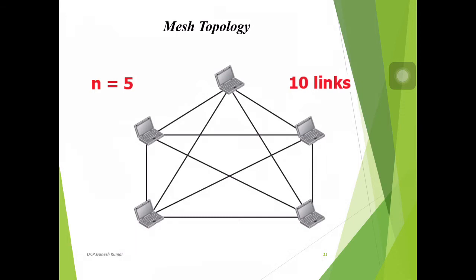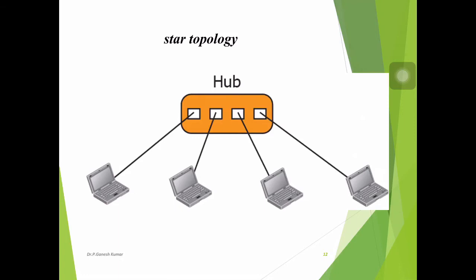The major drawback here is that when the size of the topology is small, it is highly efficient. When the number of devices increases, the number of links increases exponentially. That can be calculated with the formula n into n minus 1 by 2. That is the number of links in the mesh topology. So the topologies we are going to list here are the mesh topology, star topology, bus and ring topology. Each topology has its own advantages and disadvantages, which we have seen in other lectures in detail. Next is the star topology. In this star topology, there will be a central hub, a switch kind of networking device.